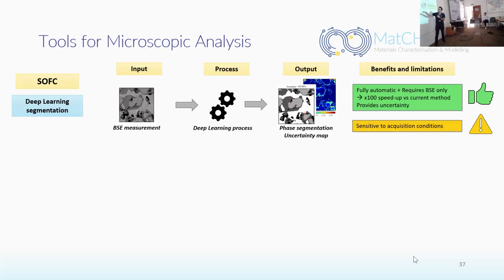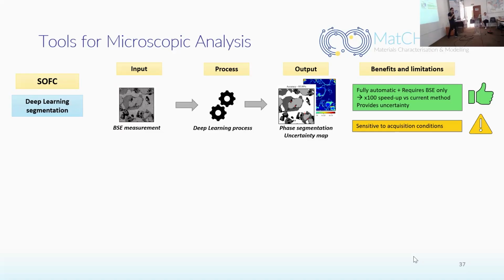And now we have developed a deep learning segmentation tool that requires only the backscattered electron image, and it's fully automatic. So by using this, instead of having a few hours of processing for characterizing one image, it's now a few minutes. And then it also provides uncertainty. So if there are some parts of the image that are not certain because there can be ambiguities, we are able to provide uncertainty of this, and then an expert can analyze this specific part of the images.